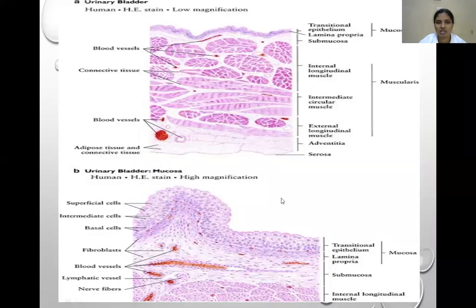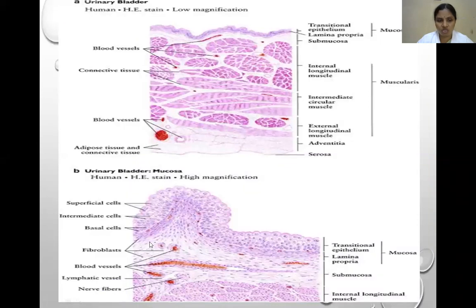Now the structure. It is made up of 4 layers: mucosa innermost, then a little amount of submucosa, then the muscle coat. It is ill-defined because the layers are not well-defined, but you can identify the 3 layers of the muscle: innermost longitudinal, middle circular and outer longitudinal. Then the outermost layer is the serosa.